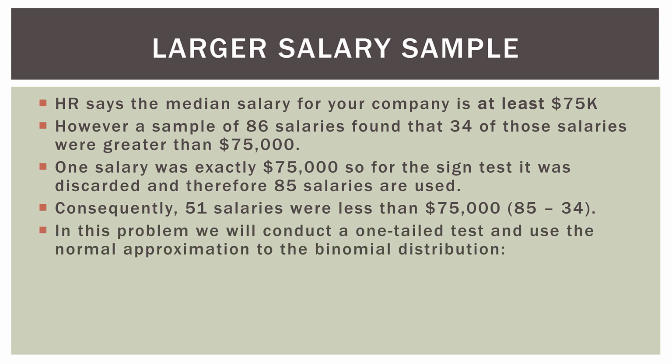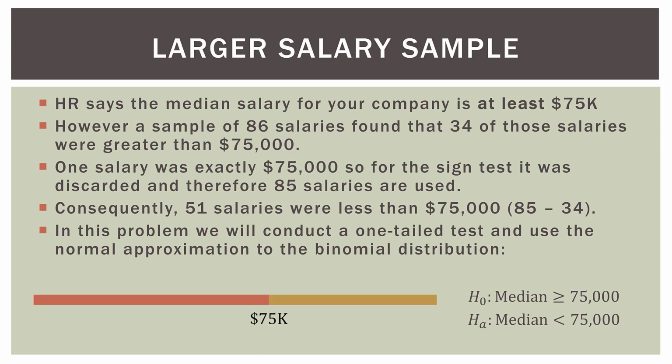Now in this problem, we will conduct a one-tailed test because remember, HR said the median salary is at least $75,000. When you see at least instead of equal to, you're talking about a one-tailed test. And again, because our sample size is high enough, we'll use the normal approximation to the binomial distribution. So our null hypothesis is that the median salary is greater than or equal to $75,000. And therefore, our alternative hypothesis, were we to reject the null, is that the median salary is actually less than $75,000.